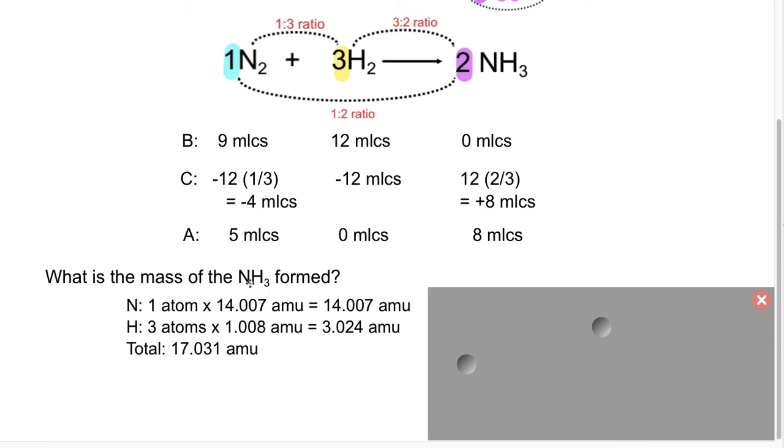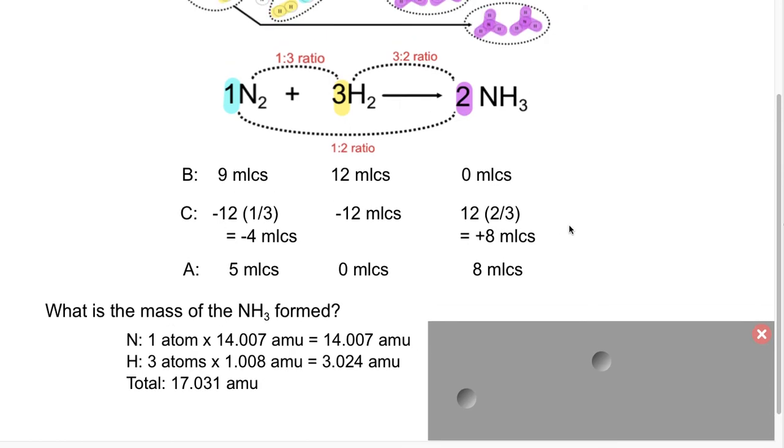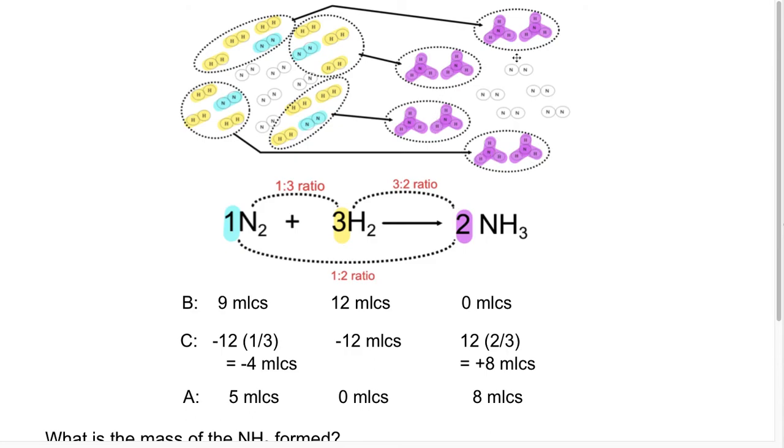So I look at my 1 N atom, and I multiply it by the mass of 1 N from the periodic table. I have 3 H atoms in my NH3 times the mass of one of those H atoms from the periodic table. I add that up. That one molecule of NH3 is 17.031 AMUs. But in this case, I formed 8 molecules. Or in my picture, again, I formed 8.